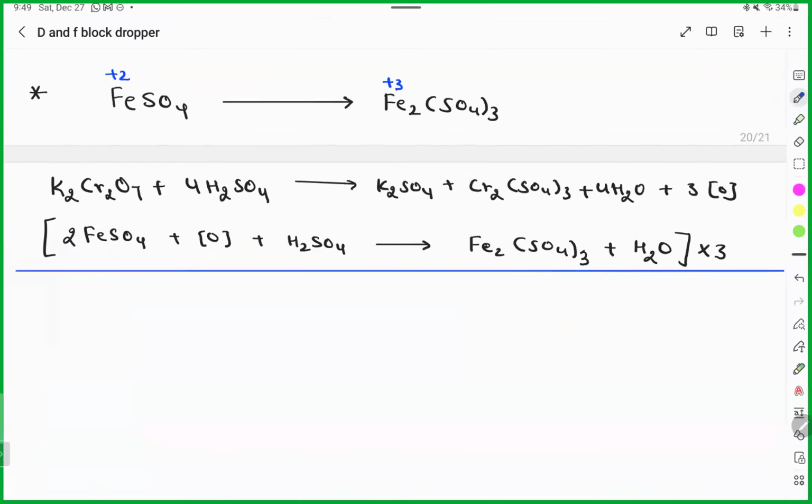See, we know K2Cr2O7 is an oxidizing agent. It does oxidation of the other compound. How? By adding oxygen. So when you add oxygen, this will be given to FeSO4, when it reacts with the FeSO4.